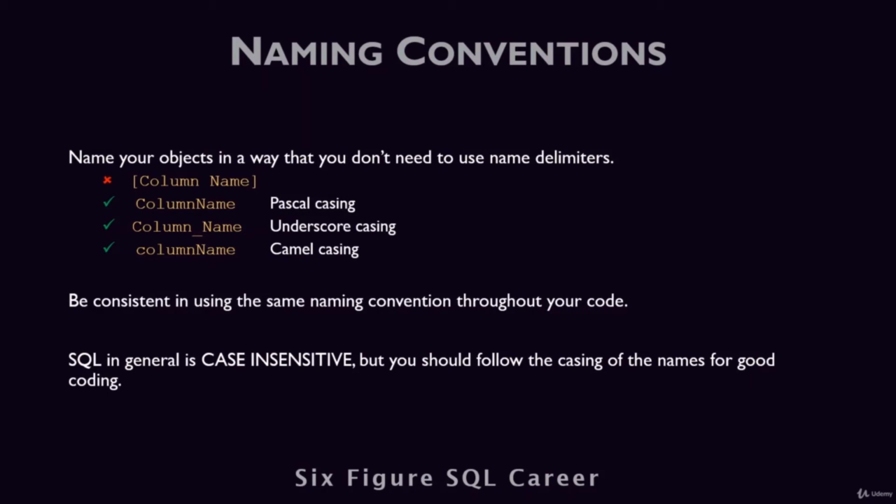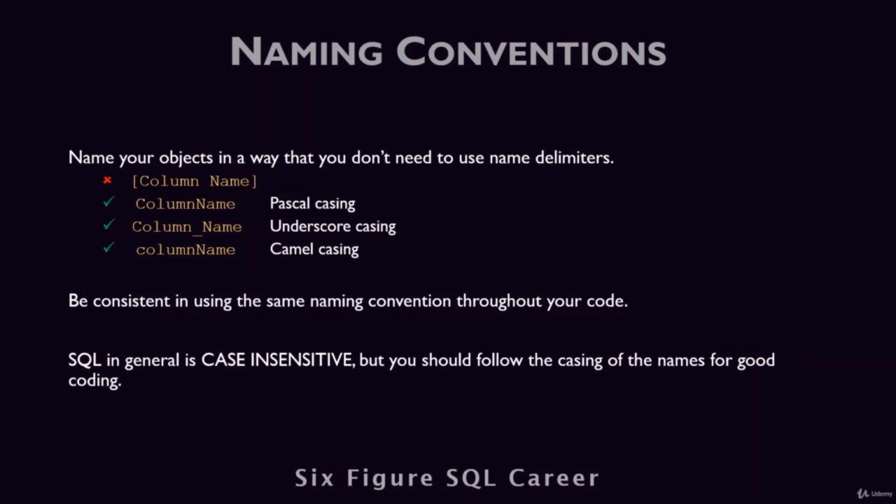As a general best practice, name your objects in a way where you don't need to use name delimiters. So if I have a column with a space, I have to use square brackets as my object name delimiters. However, I can eliminate the space and make this all one word. Because this is a compound name where I'm using multiple words in my column name, I have several options to identify the different words in my name.